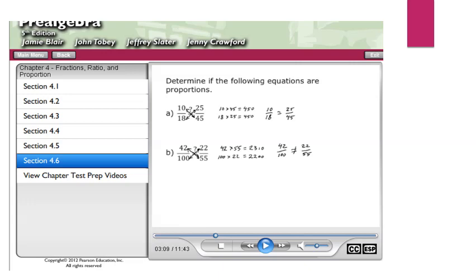Let's go ahead and multiply the cross products. 42 times 55 is 2,310. Let's look at the second cross product. 22 times 100, well, you just take the 22 and add two zeros at the end whenever you're multiplying by a power of 10. That gives us 2,200. Right off the bat, you can see 2,200 does not equal 2,310. So we rewrite this as no, it is not equivalent. You can write 42 over 100 is not equivalent to, using an equal sign with a line through it saying not equal, 22 over 55.